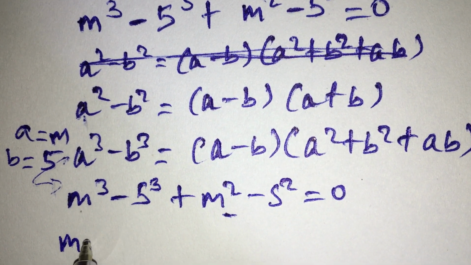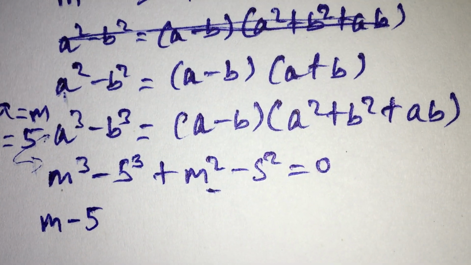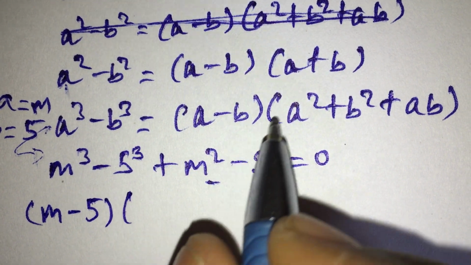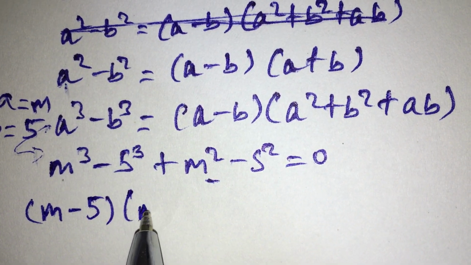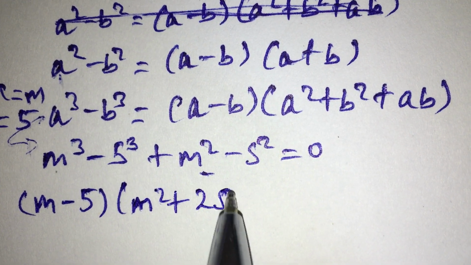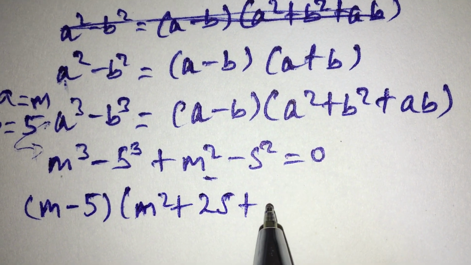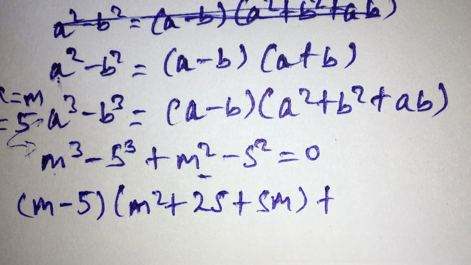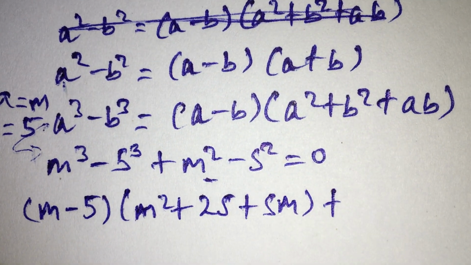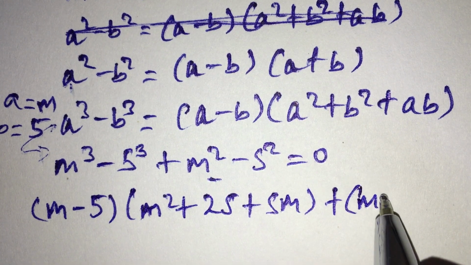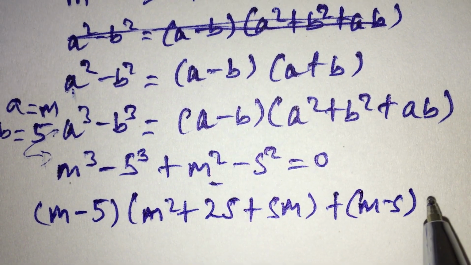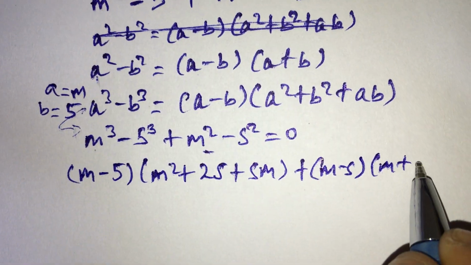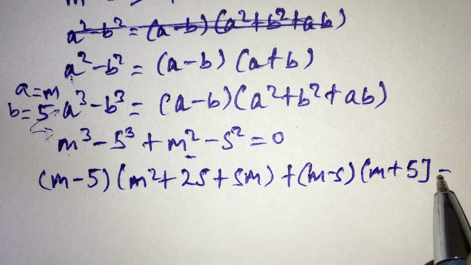So m minus 5 times m square plus 25 plus 5m, plus m minus 5 times m plus 5, equal to 0.